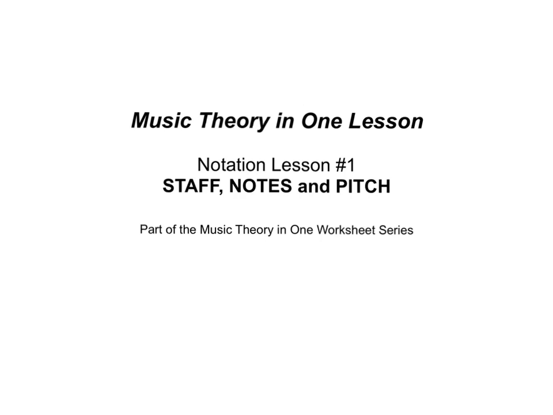This is notation lesson number 1, staff, notes, and pitch. You may have noticed that music is written on 5 lines called a staff. The 5 lines of the staff are numbered from the bottom to the top like this: 1, 2, 3, 4, 5. In between the lines are also 4 spaces, which are also numbered from the bottom to the top: 1, 2, 3, 4.